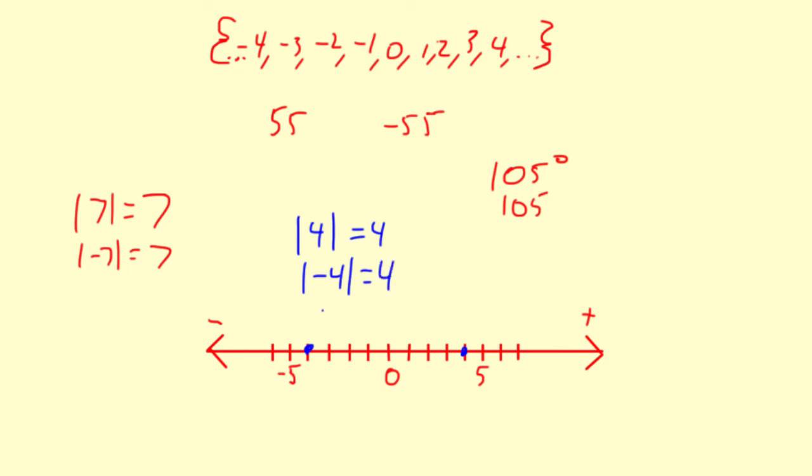So you see if you have a negative number inside the absolute value, it turns out that it changed to a positive value because we're talking about the distance from 0. And you can't have a negative distance. So that's the big idea for this lesson.